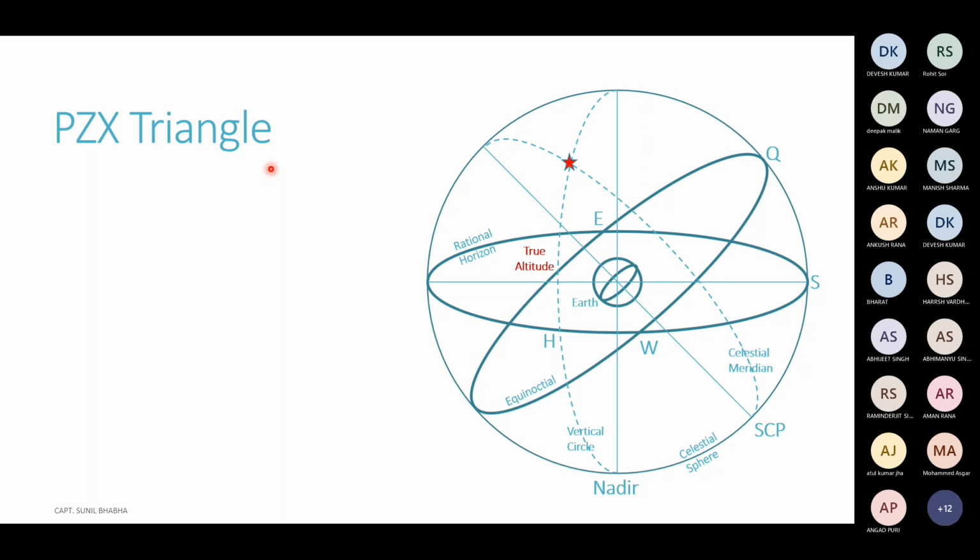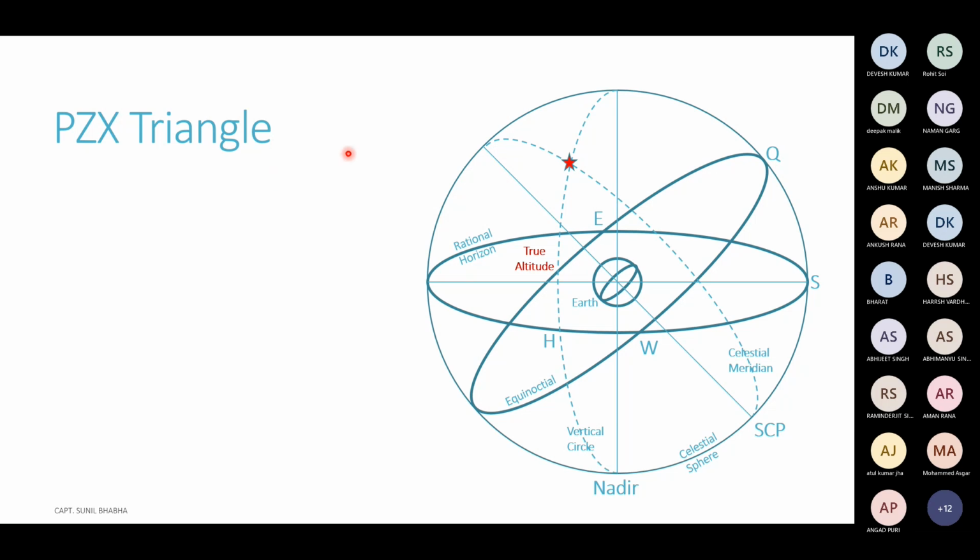As I told you in the beginning, the concept of the celestial sphere was assumed so that we are able to use spherical trigonometry to fix the position of the observer or the position of the ship using the spherical trigonometry formulas. These formulas are applied to the PZX triangle only. So let's go ahead and try to understand this.